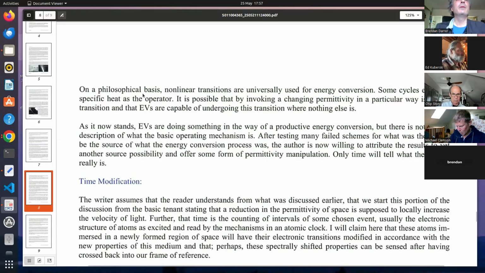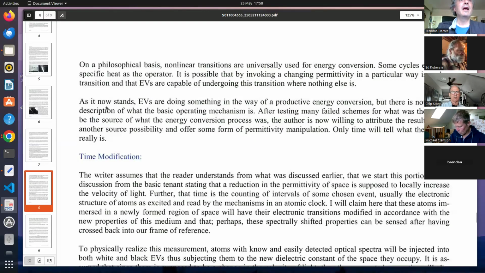On a philosophical basis, nonlinear transitions are universally used for energy conversion. Some cycles even use specific heat as the operator. It is possible that by invoking a changing permittivity in a particular way, such a transition occurs that the EVs are capable of undergoing, where nothing else is.